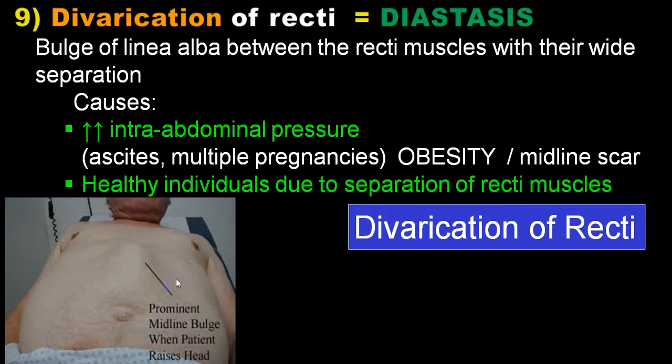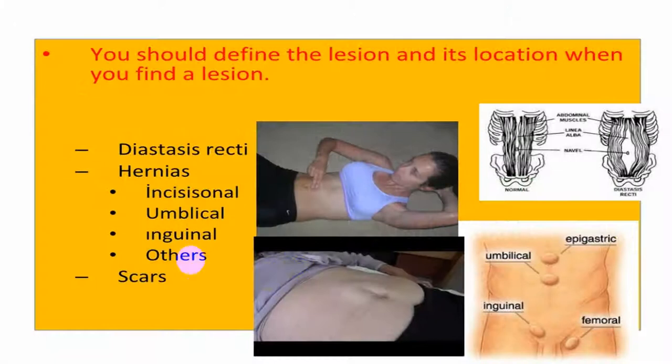Now you can see here, when the person has raised the head, there is a prominent bulge which is seen in the midline, and this is described as a divarication of recti, or we use the word diastasis. So whenever you want to find out, it will be a separation of the two recti producing a bulge between the two recti, and that is called a diastasis of recti.